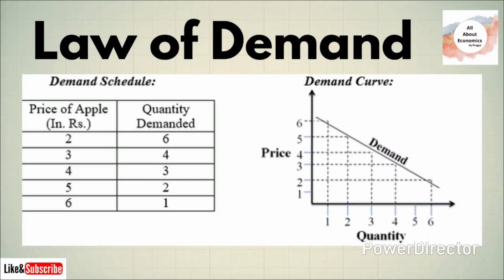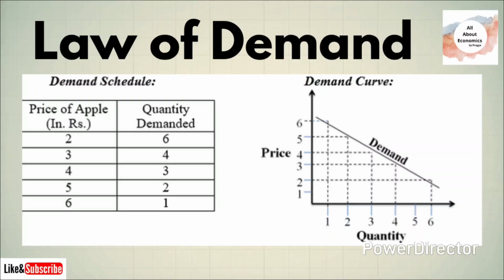So at 2, quantity demanded is 6, then at 3, quantity demanded is 4, then at 4, quantity demanded is 3, at 5, quantity demanded is 2, and at 6, quantity demanded is 1. Firstly, we'll plot the points and then we'll make a straight line covering all the points. Then we'll observe that there is a downward sloping curve when we are joining all these points.